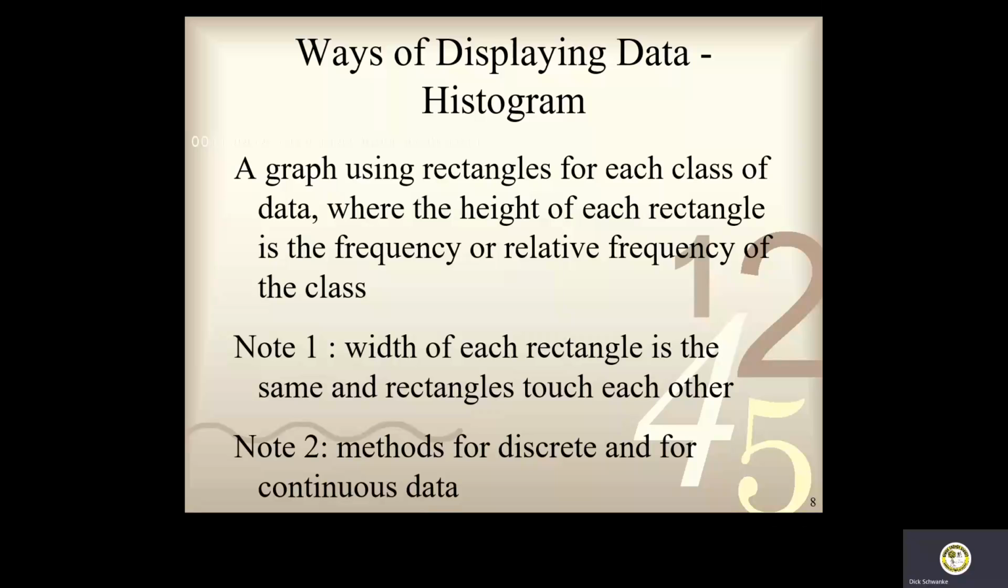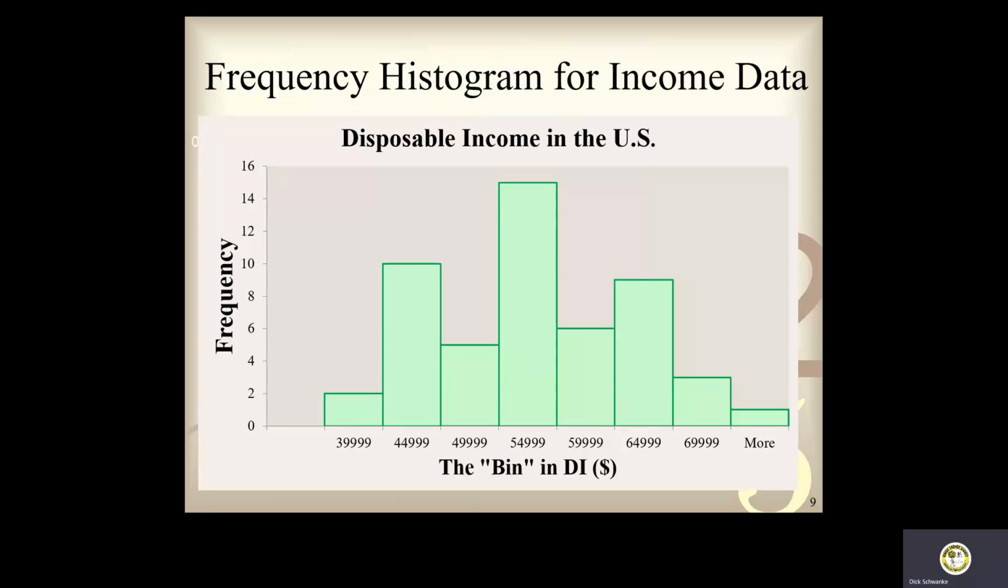First way is a histogram, and that's a graph that uses rectangles for each class of the data, where the height of each rectangle is the frequency or the relative frequency of that class. In other words, it looks like a column chart that you've made for decades. Well, at least since about 5th grade. Now, there's a couple of differences. One is the width of each rectangle is the same, identical widths, and each rectangle touches its adjacent one. So there's what our numbers look like.